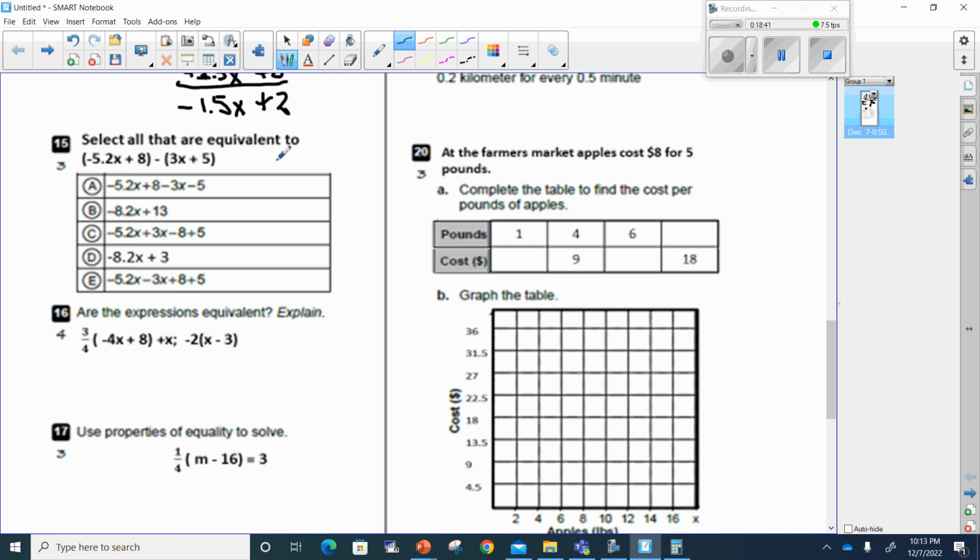Select all that are equivalent to this expression here. Well, when I'm subtracting, I know all of these numbers are going to become the opposite. So this is really going to become a negative 3x and a negative 5.